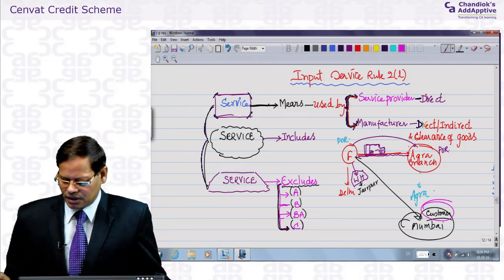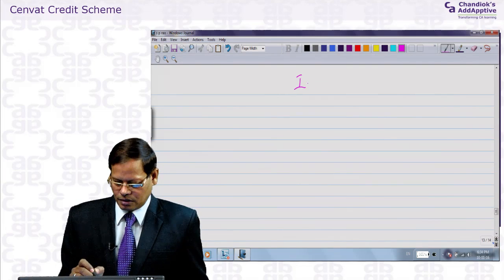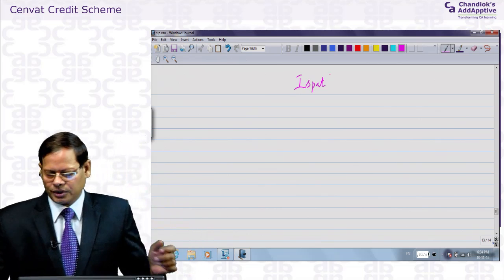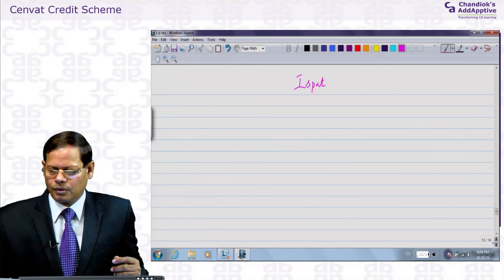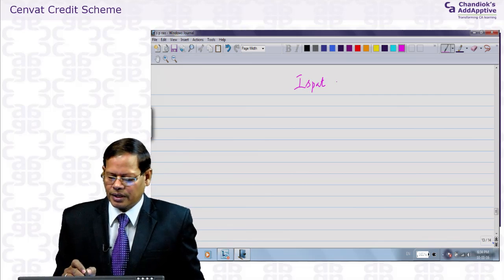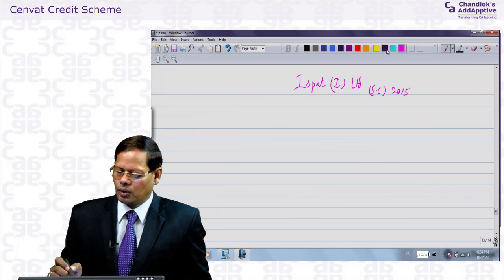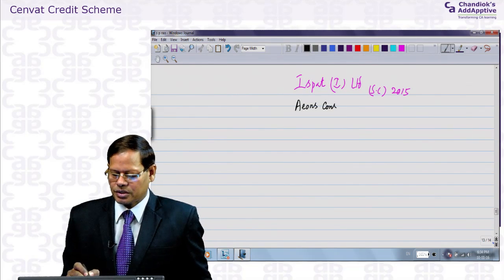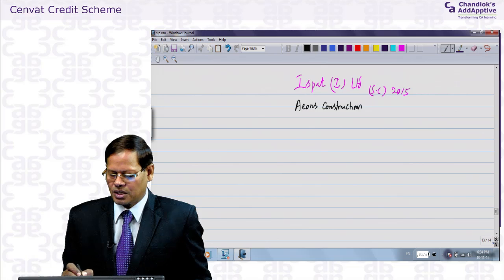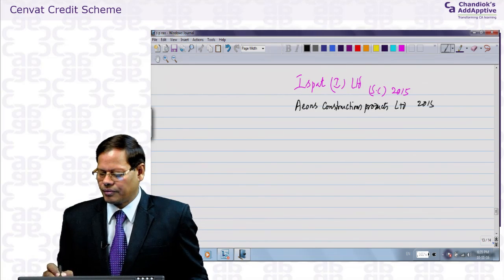And recently, we have two interesting Supreme Court cases. One is Ispat India Limited case. This is Supreme Court 2015, very fresh. And one more case is Evans Construction Products Limited. This is also a 2015 Supreme Court case.